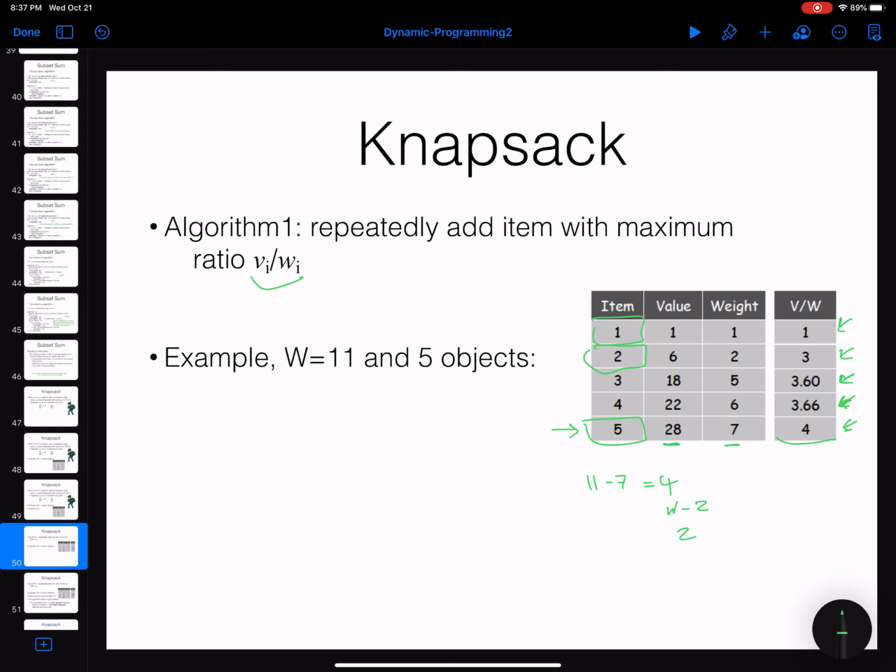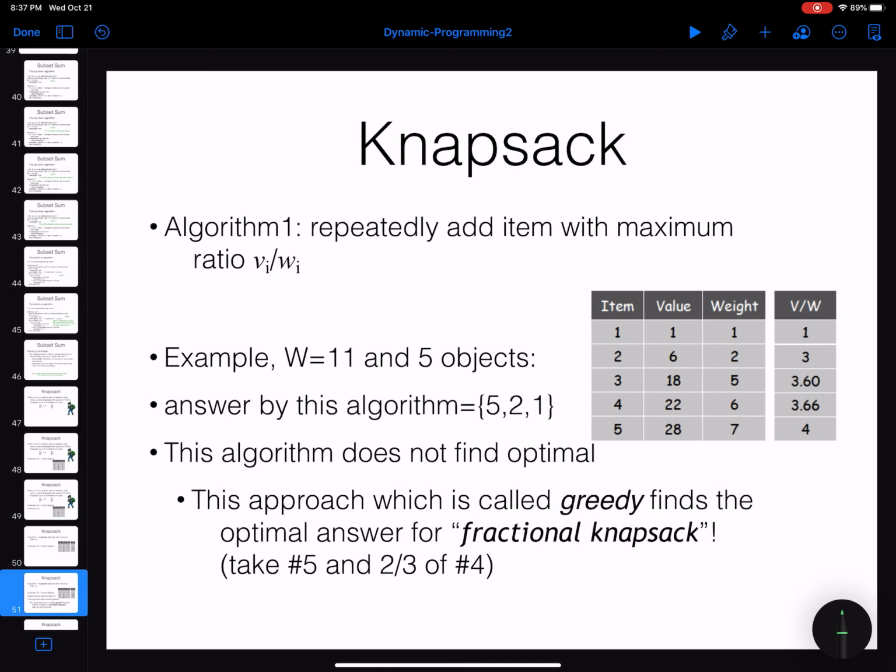So in total you are going to take 5, 2, and 1, and the summation of the values is going to be 28 plus 6 plus 1, which is 35, less than the optimal answer that I found before. So this is not going to give me the optimal answer.